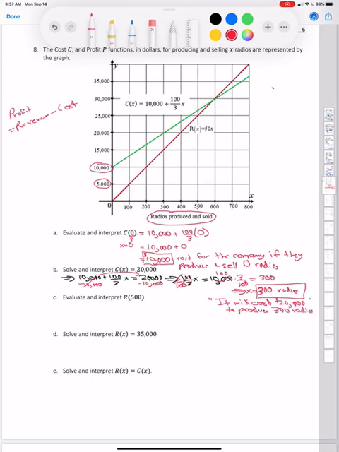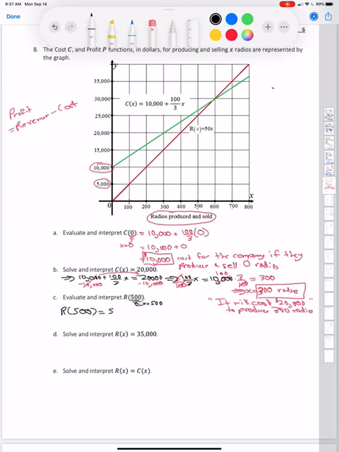All right. Let's go to part C. Part C says evaluate and interpret R of 500. Well, now we're looking at the revenue function. So we're going to take a look at R of X. So now we've got an input, x equals 500. So out goes X in our revenue function, and in comes 500. And remember, this is representing the number of radios being produced and sold.